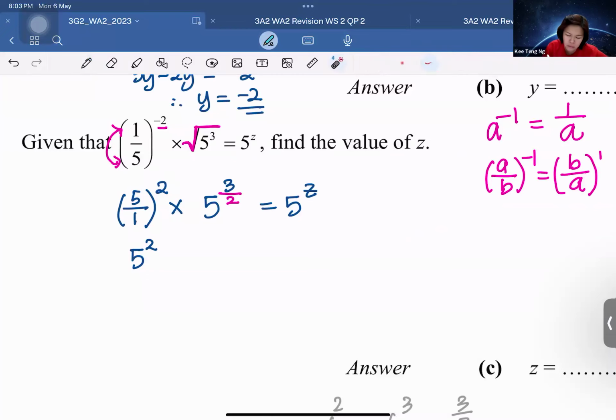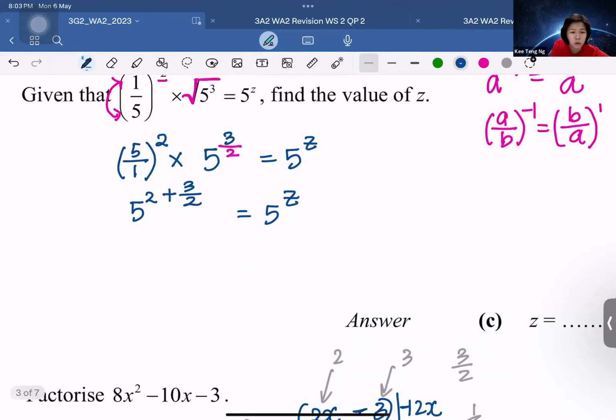Now, when we have multiplication, what happens to the power? We add the power together. So this will be 5 to the power 2 plus 3 over 2. And that gives you 5 to the power of z.